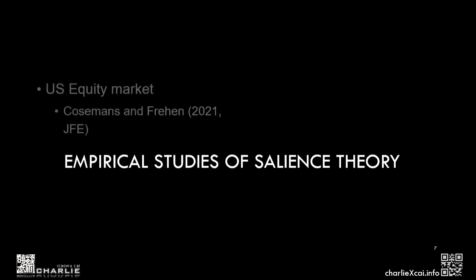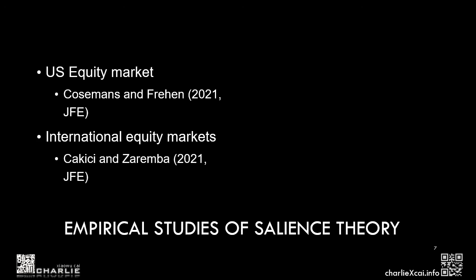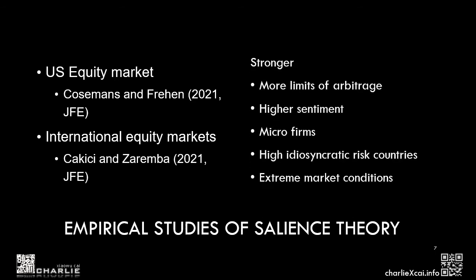Such predictions of salience theory have found support in recent empirical studies, one on the US equity market and the other in international financial markets. Salience theory is found to be more pronounced in stocks with a higher limit of arbitrage and during high investor sentiment periods. It has also been documented to be more prominent in micro firms in international markets and in countries with high idiosyncratic risk, but also in extreme market conditions such as high economic uncertainty and volatility periods.